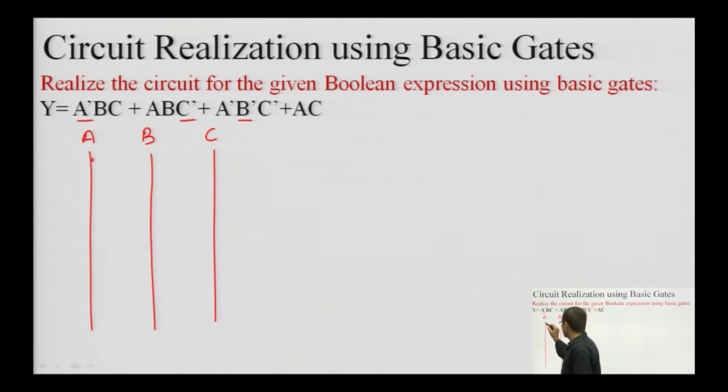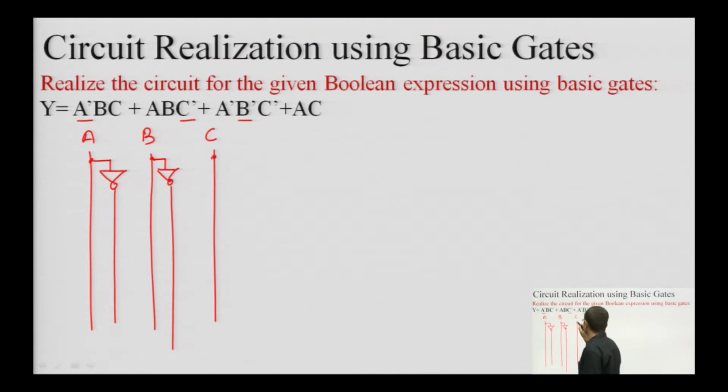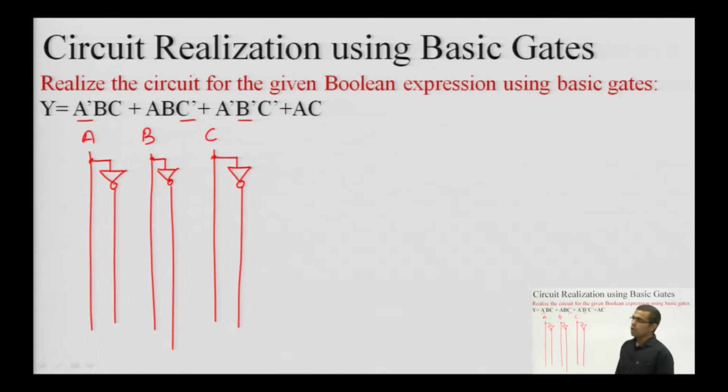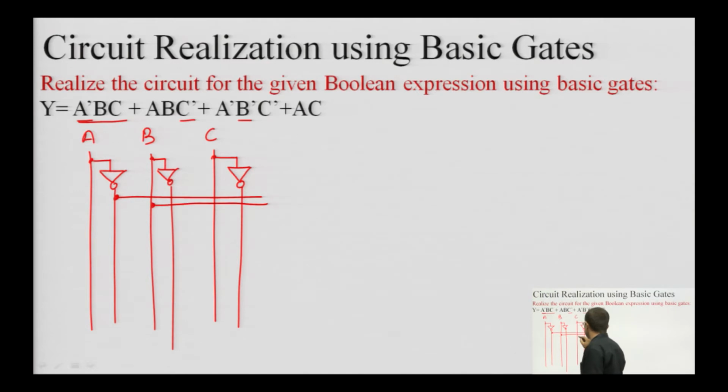So, I am preparing A bar, similarly B bar, C bar. Now, A, B, C, A bar, B bar, C bar, all these are available to me. Now, I just have to prepare the first product, A bar, B, C. So, this is A bar, this is B and this is C. These 3 terms can be multiplied with the help of an AND gate.